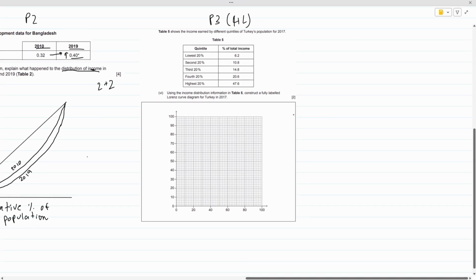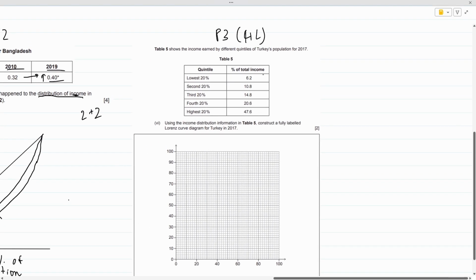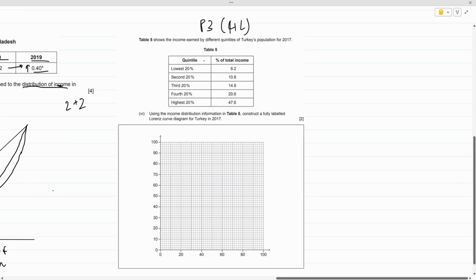Now let's explore a little more uncommon question that could show up on paper 3. This has only come one time in the past, so it's quite likely to come again. So let's read this question. Table 5 shows the income earned by different quintiles of Turkey's population for 2017. Okay, so they've given us some data about all the different quintiles of Turkey's population and how much income, or percentage of income, they're earning. Using this information, construct a fully labeled Lorenz curve.